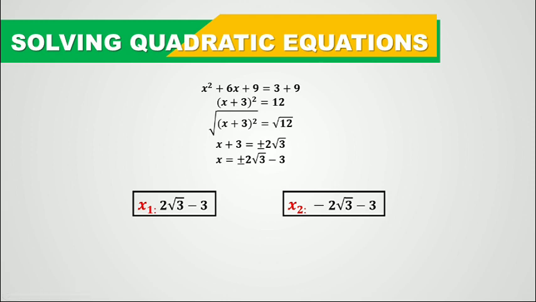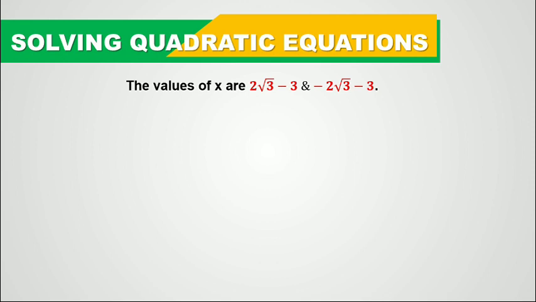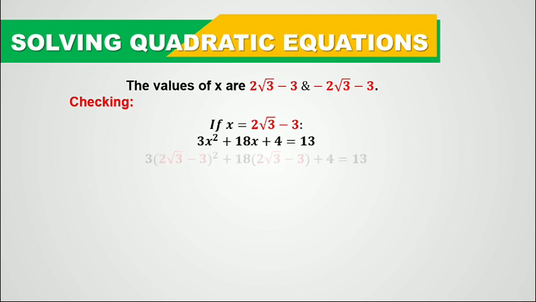All right. Now let's check them. These are now the values of the x's: 2 square root of 3 minus 3 and negative 2 square root of 3 minus 3. Let's just substitute them into the given quadratic equation, 3x squared plus 18x plus 4 equals 13. And these values will still satisfy the given equation.